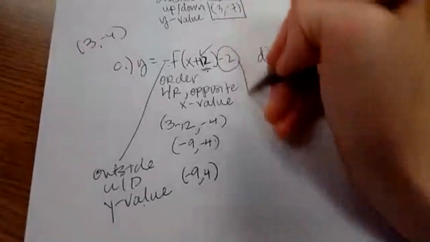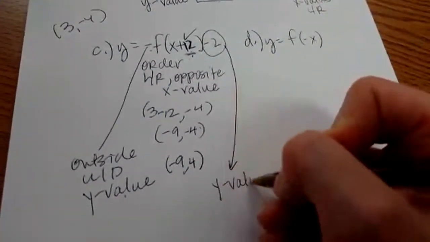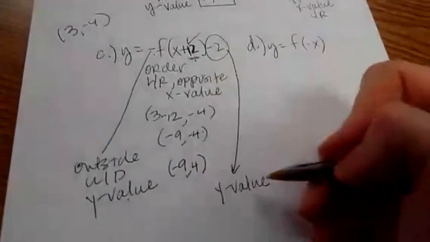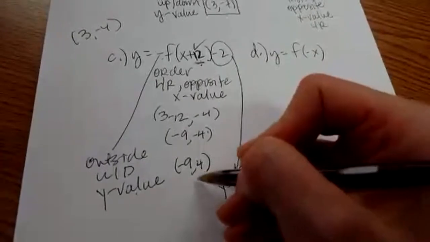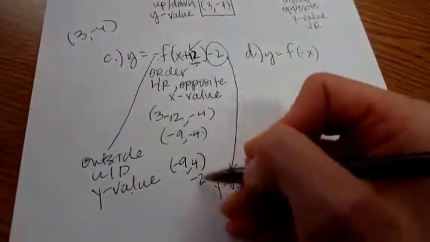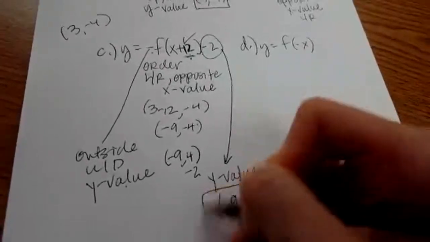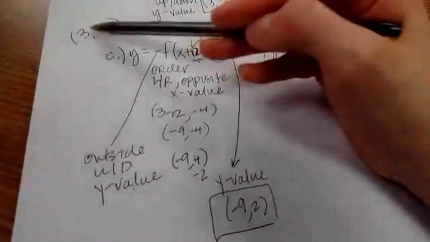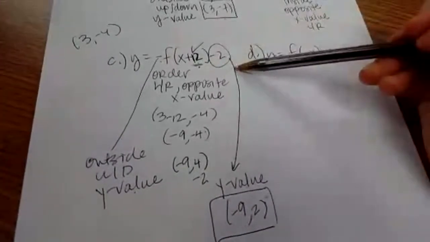Then last but not least, we have this -2 at the end. This also will affect your y value, and you're going to move it down 2. So if we subtract 2 here, we move this y value down 2. Our new point is (-9, 2) now. Boom, boom, boom. So this point transformed into this point when this rule was applied.